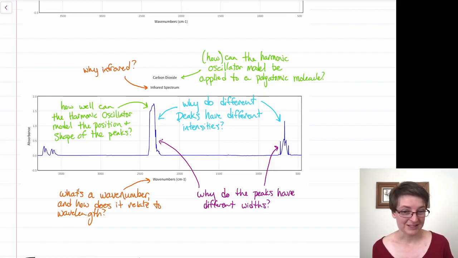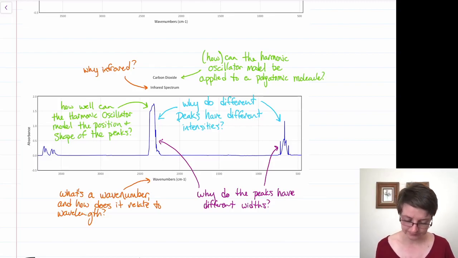Why do I get different peaks in my spectrum? Why do these peaks have different intensities? Why do the peaks have different widths? And why is this x-axis presented in a unit system we haven't seen up until this point in this course? What is a wave number, and how does it relate to either wavelength, something we're more familiar with, or the energy gap associated with these transitions?